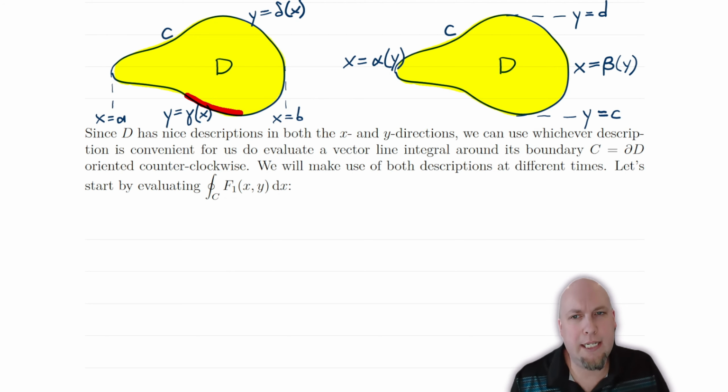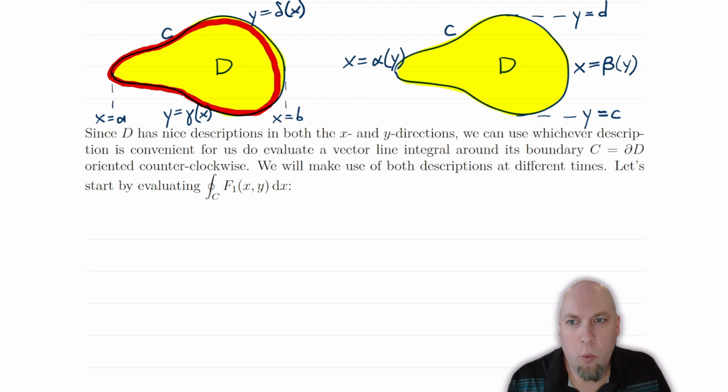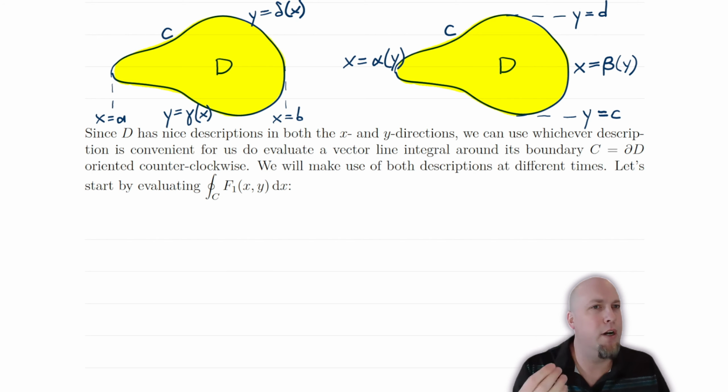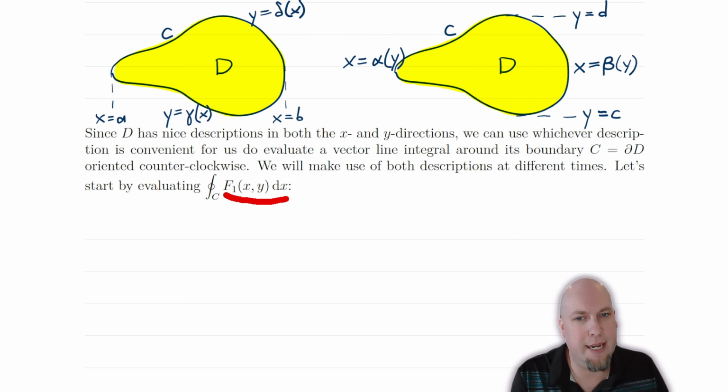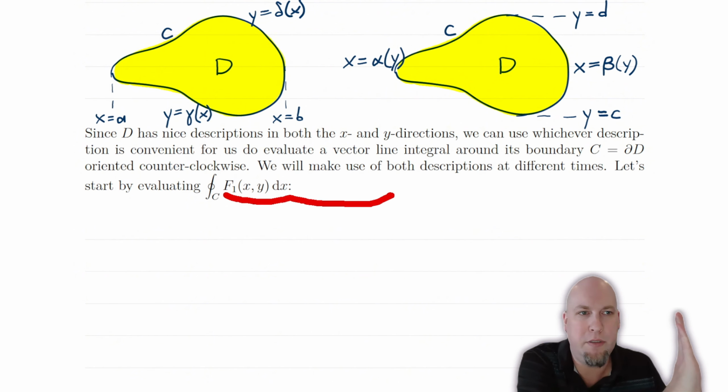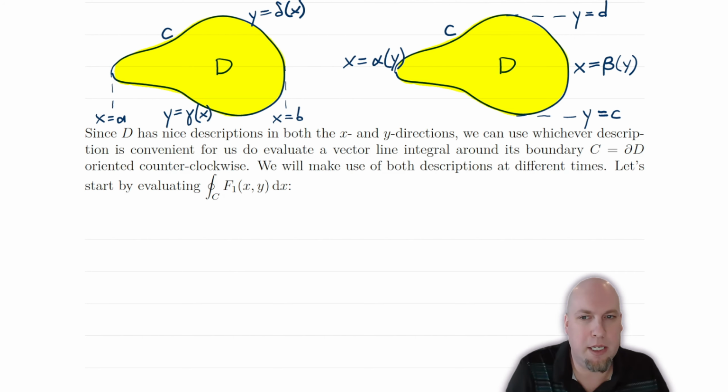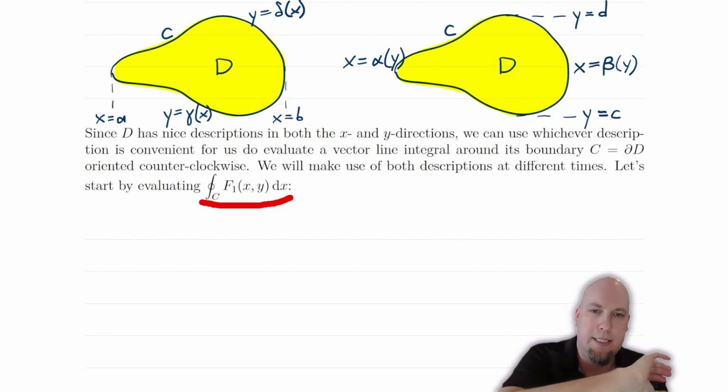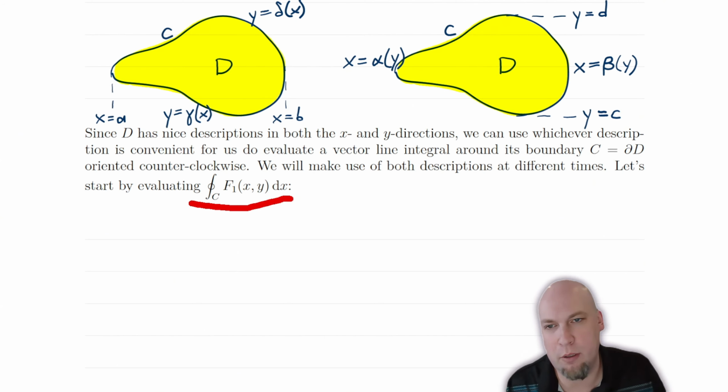Remember, the vector line integral around a curve, one way you can write that is in what we call differential form, okay? So you can write it as the integral over the curve of f1 dx plus f2 dy. I'm going to ignore the f2 dy part just for a little bit, okay? I'm going to start off, just compute the integral of f1 dx. What does that get me? I'm going to come up with a formula for that, and then we'll talk about f2 dy in a second, okay? So how can I come up with a formula for this?